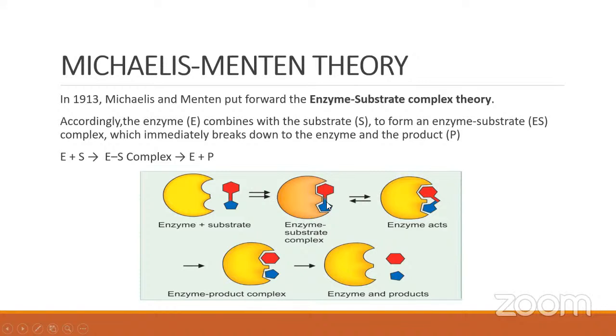Once the enzyme substrate complex is formed, the active center of the enzyme is activated and the catalysis occurs. That is, the enzyme acts on the substrate and it is converted into the product. The substrate will be converted into the product, but it is not released from the enzyme. It forms an enzyme product complex. And finally, once the reaction is completely over, the products will be released from the enzyme. Okay, so this is the theory that has been put forward by Michaelis and Menten in the year 1913. And this theory is known as enzyme substrate complex theory. So what is the basis of this is what we have learned just now.